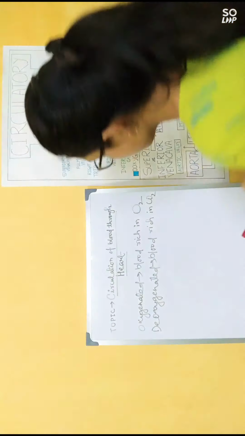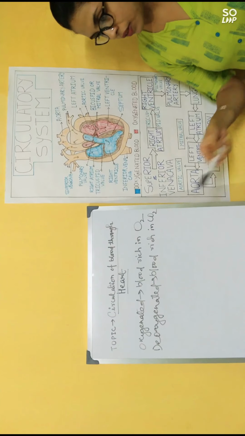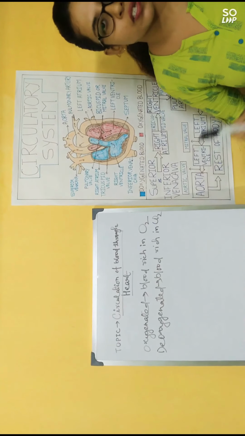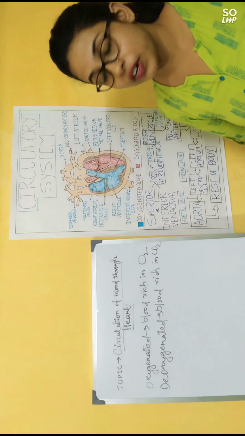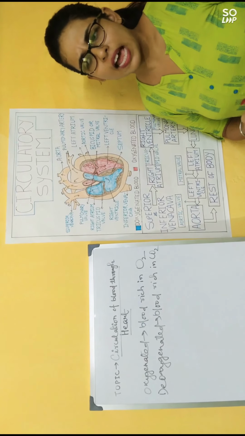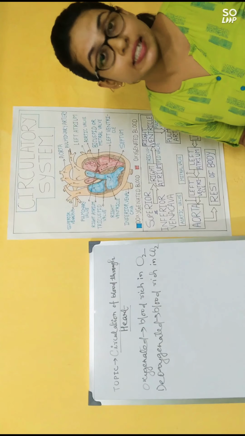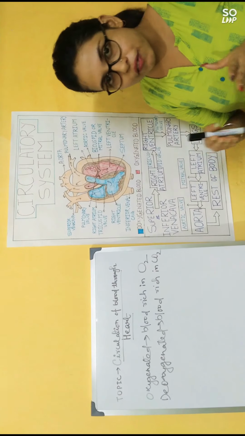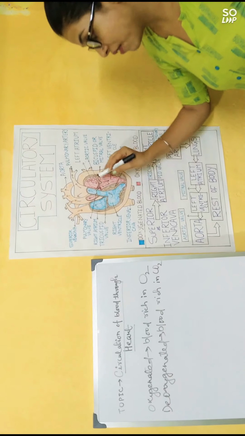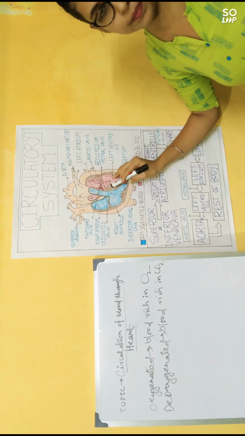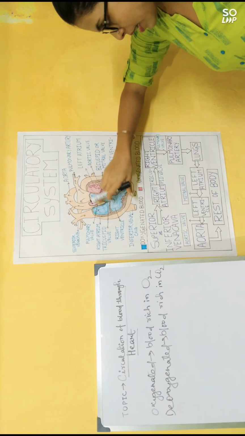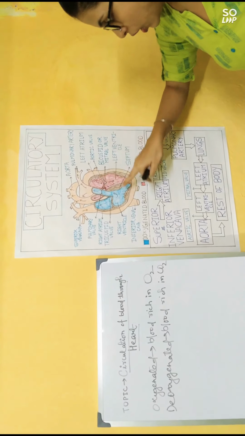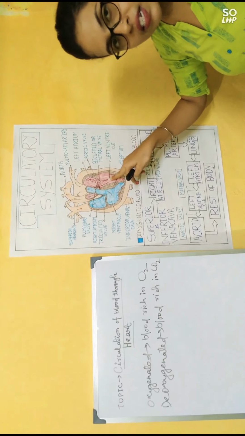So, coming to the question: if the oxygenated and deoxygenated blood mix with each other, then it harms the function of our circulatory system and eventually it may cause our death. So to avoid this from happening, our heart has 4 chambers: 1, 2, 3, 4. The upper 2 chambers are called atria and the lower 2 chambers are called ventricles.